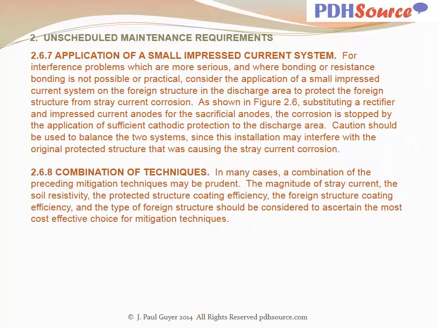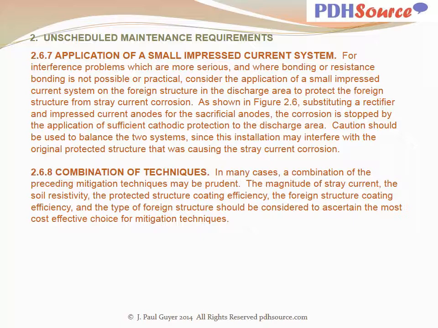As shown in figure 2.6, substituting a rectifier and impressed current anodes for the sacrificial anodes, the corrosion is stopped by the application of sufficient cathodic protection to the discharge area. Caution should be used to balance the two systems, since this installation may interfere with the original protected structure that was causing the stray current corrosion.